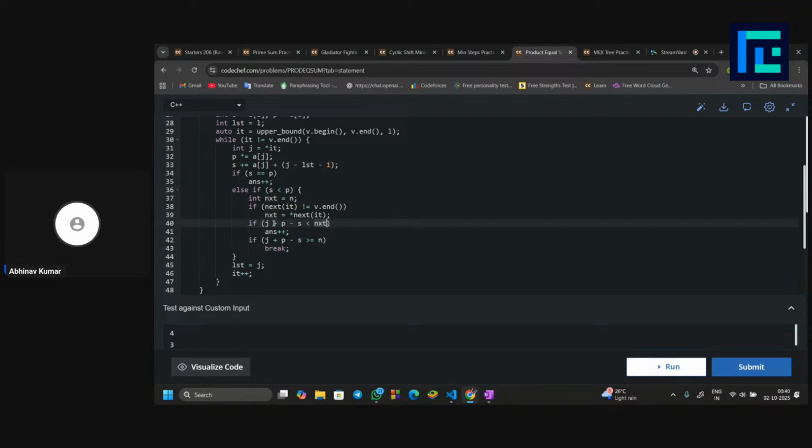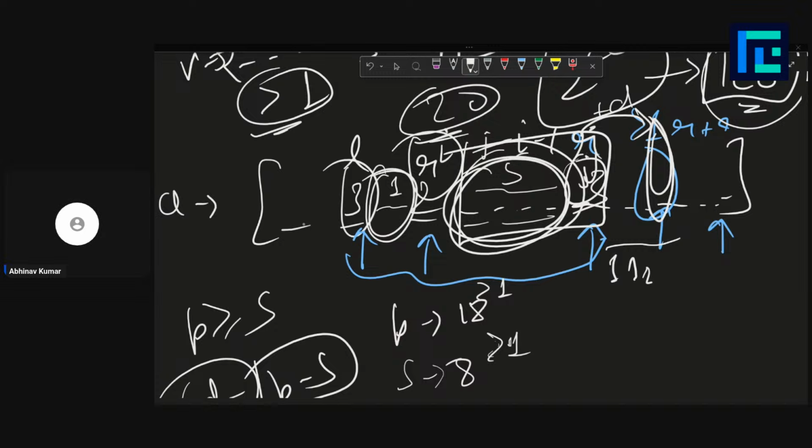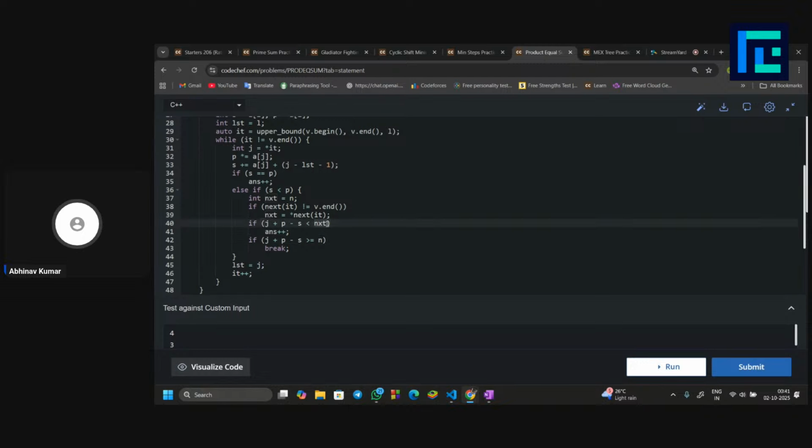So if P minus S, this difference, plus j is less than next. Currently I am at the index j. If I add the difference D to that, then I'll reach the index where I want to be. Till here I have to have all the ones. So if this is less than next, that means I can have all the ones till here, so I can do NC plus plus. Otherwise, I cannot do NC plus plus.